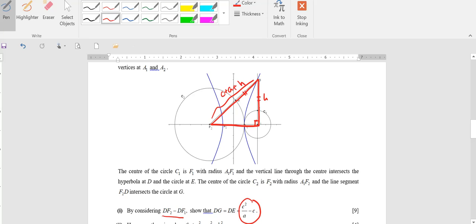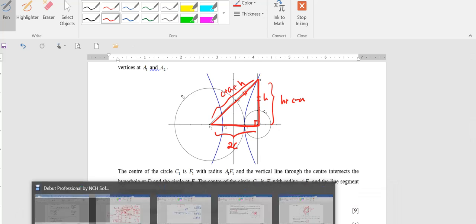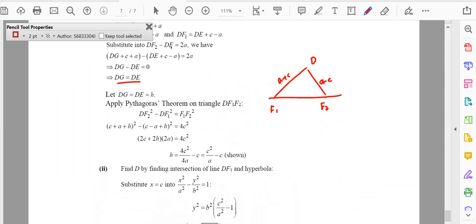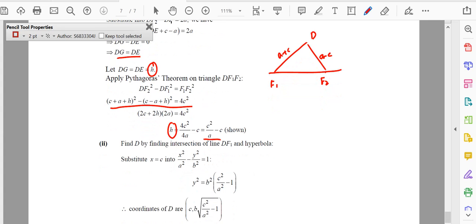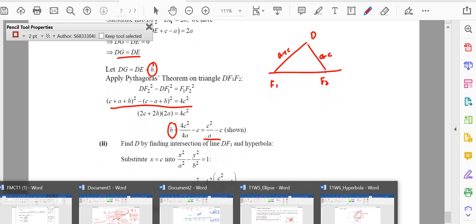So this is c plus a plus h, and this here will be h plus c minus a, right? And then we know that this will be 2c. So basically it's to use Pythagoras theorem to connect the three sides. So that would give us, right? That's how we ended up forming this. Once you simplify it, what we want to find is an expression for h. So once that is done, you get h into this form over here. Okay, then yep, so this is this part.